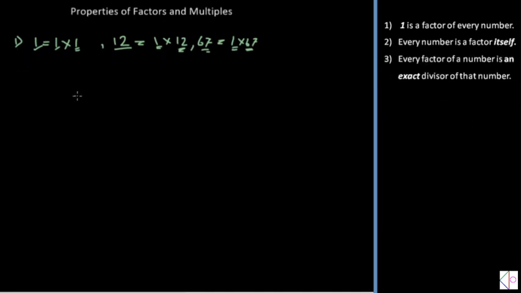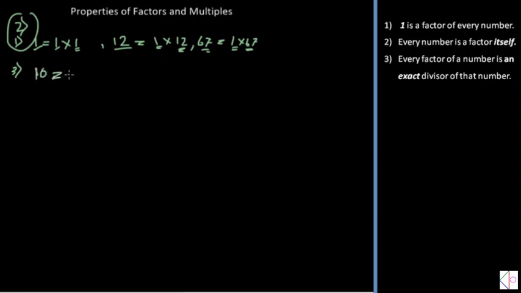Let us take the third property. Every factor of a number is an exact divisor of that number. Properties 1 and 2 were discussed earlier, so we put it that way. Exact divisor means what? There is no remainder. Let us take an example, suppose 10.